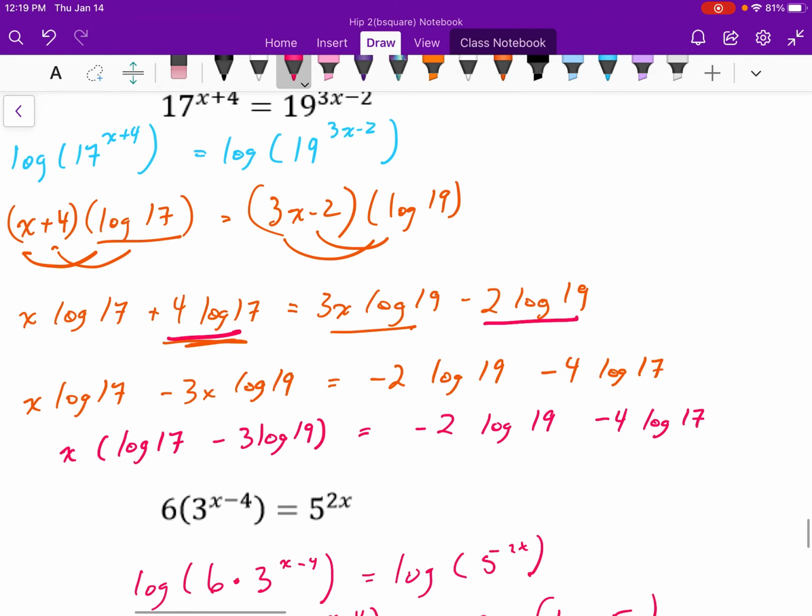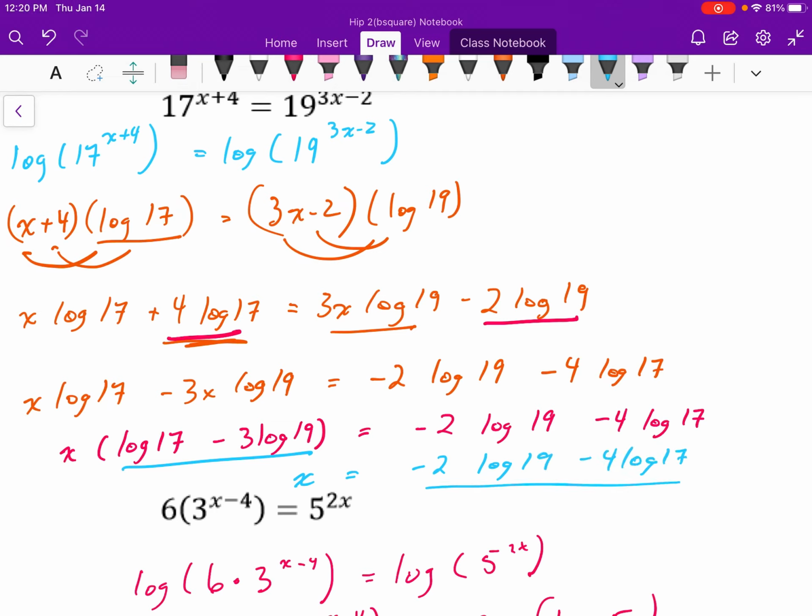So I'm almost done. Now I'm going to try to cram my work into this space, because it's really hard to move up. So I'm going to divide both sides by the constant on the left-hand side. So x is going to be equal to negative 2 log 19 minus 4 times the log of 17, all divided by the log of 17 minus 3 times the log of 19.